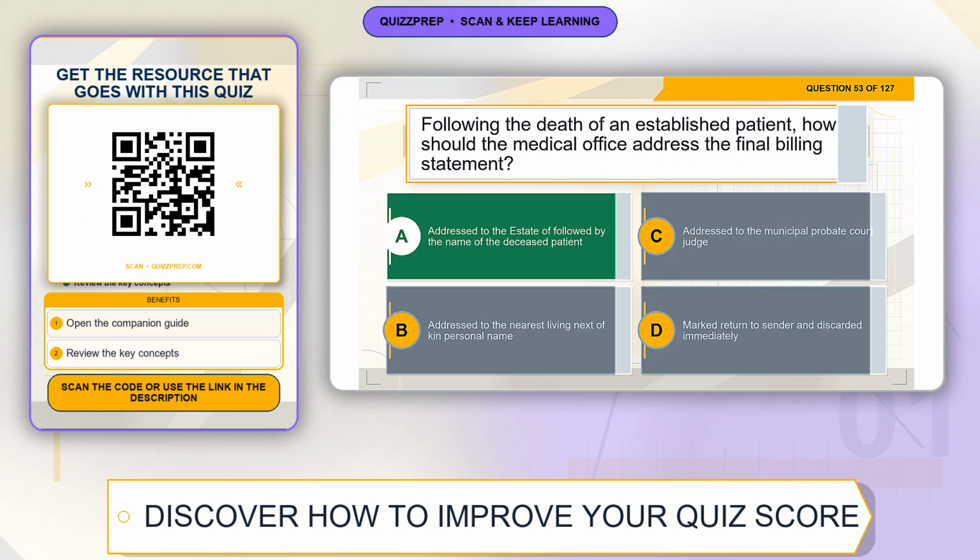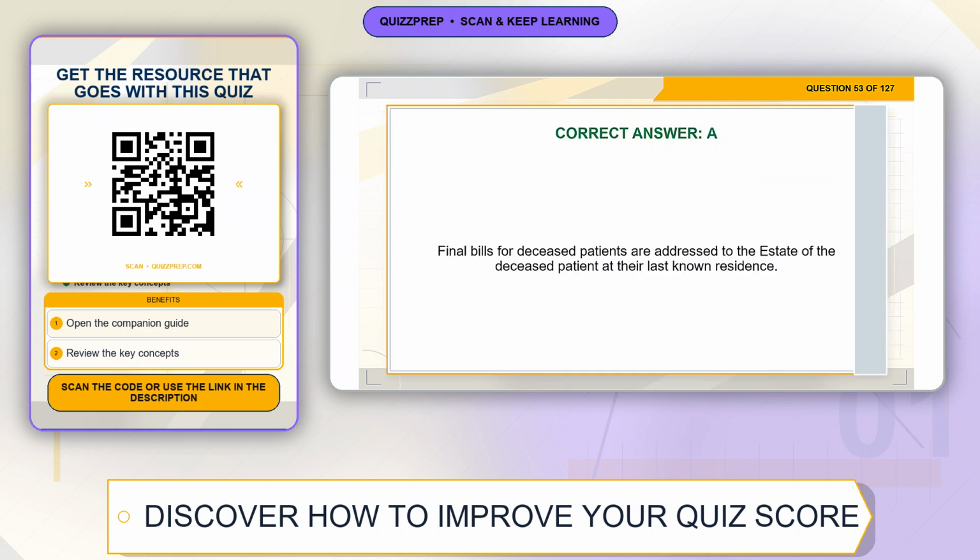The correct answer is option A, addressed to the estate of followed by the name of the deceased patient. Explanation. Final bills for deceased patients are addressed to the estate of the deceased patient at their last known residence.